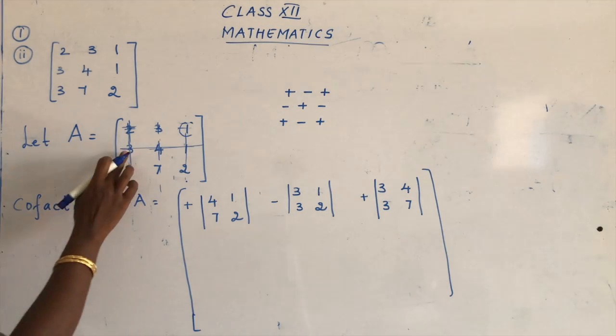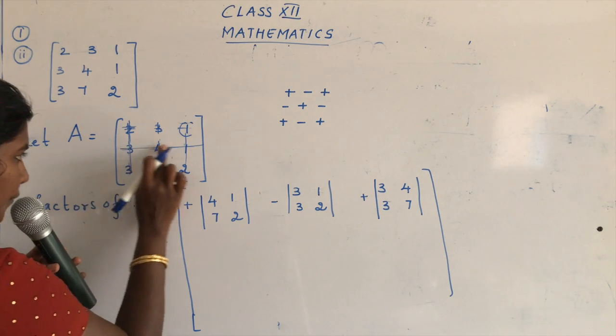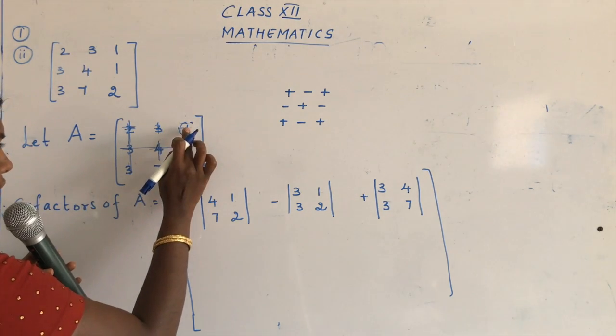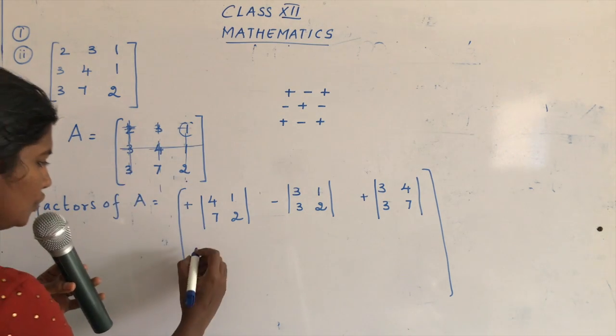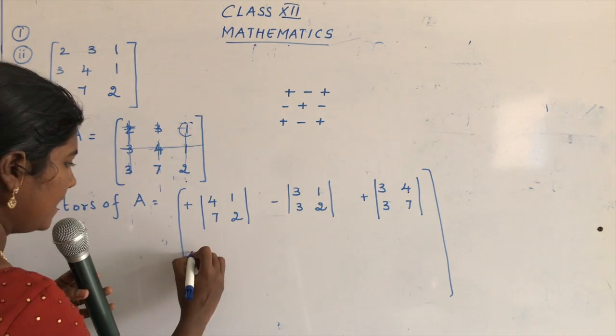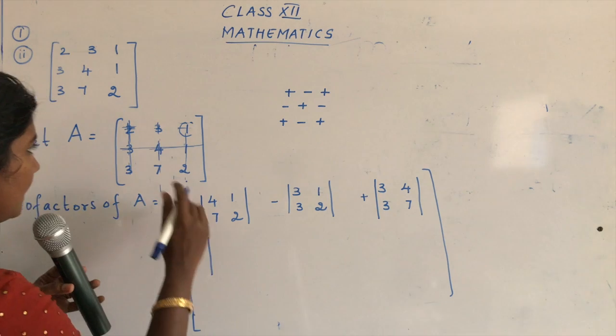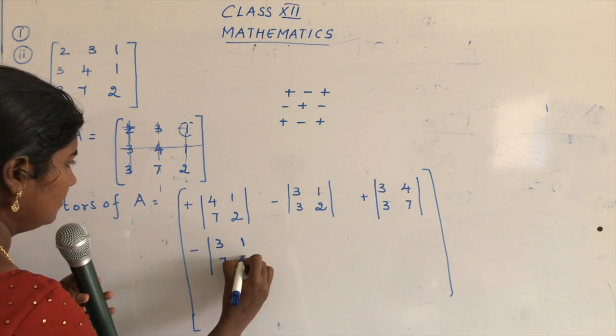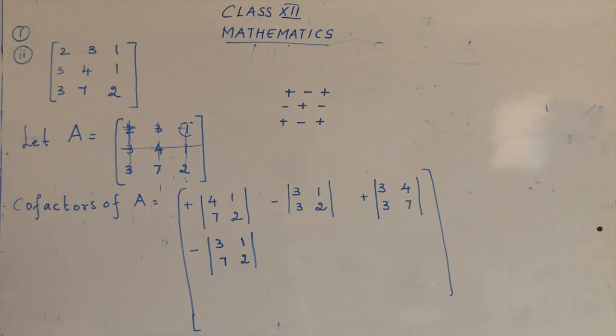Okay, so now we are going for 3. Eliminate the row and eliminate the column. So now what's left? 3, 1, 7, 2. What is the sign? It's minus. Minus 3, 1, 7, 2. Try to fill. Children, I am waiting for you. Fill it.